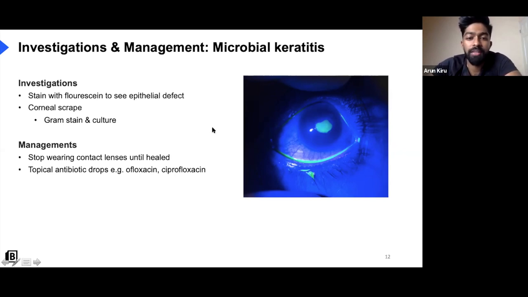Are we supposed to pour the stain into the eyes? No, it's a drop. So literally you get a little fluorescein drop and you just put it in someone's eye. Okay, someone in the chat as well. For the corneal scrape, yeah, patients are given anesthesia, absolutely. Anesthetic drops are amazing. Patient will barely feel anything.